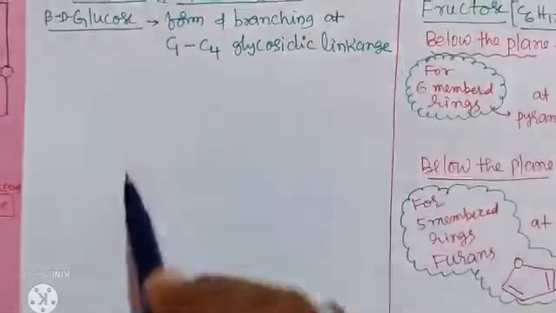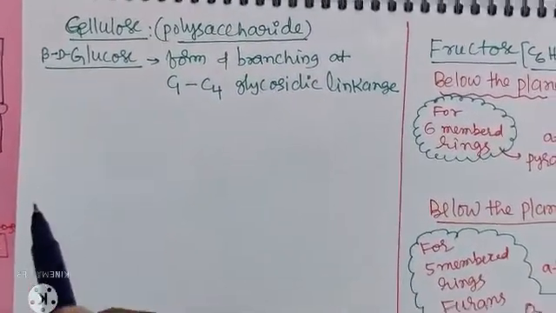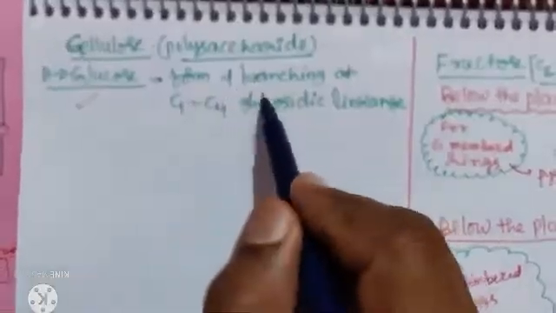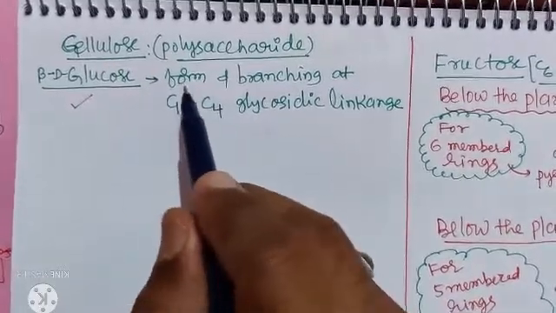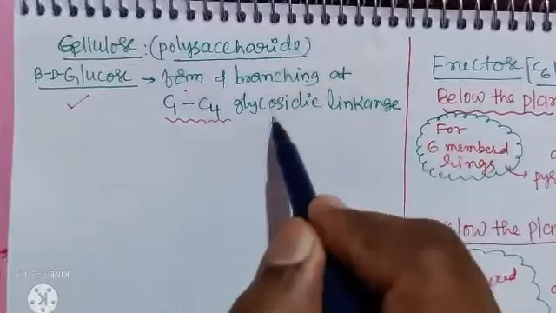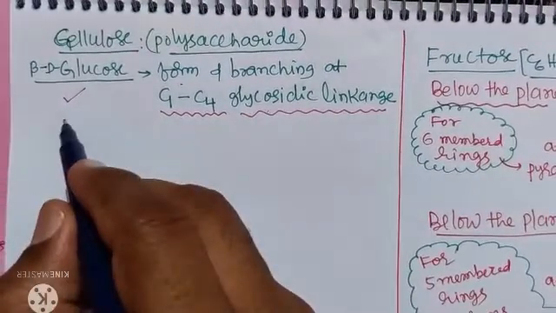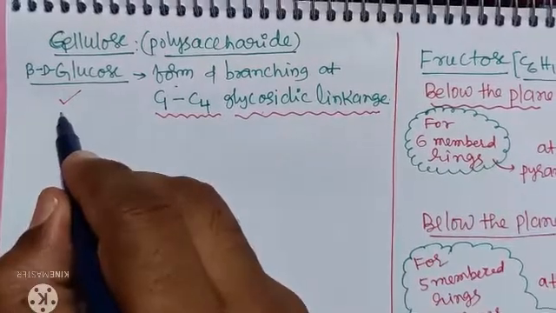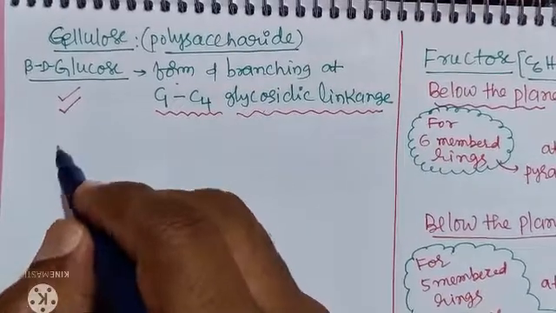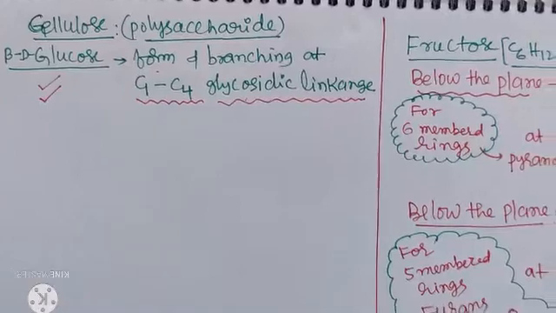Then one more is cellulose. Cellulose is a polysaccharide, but it contains beta glucoses in the beta D plus glucose form, and the glycosidic linkage takes place at C1 and C4. Try this, students, otherwise I'll explain in the next video. I'll clear the doubt for the structure of cellulose. Just try this.